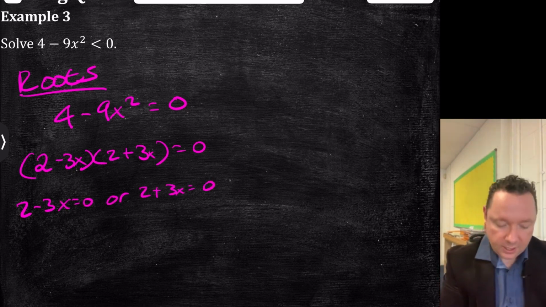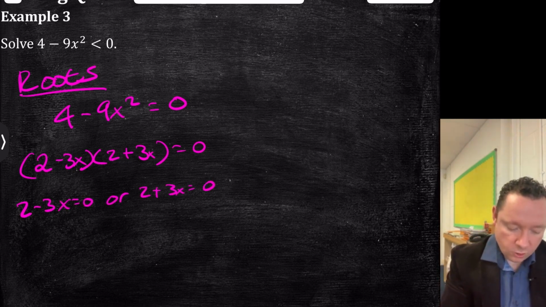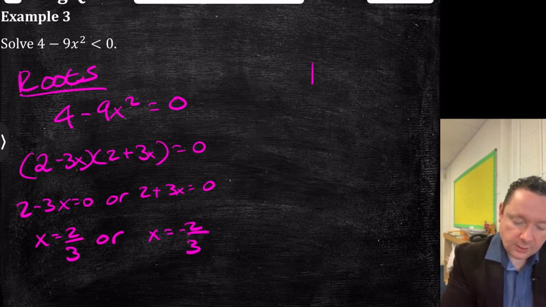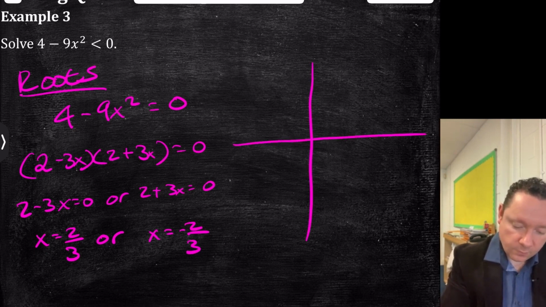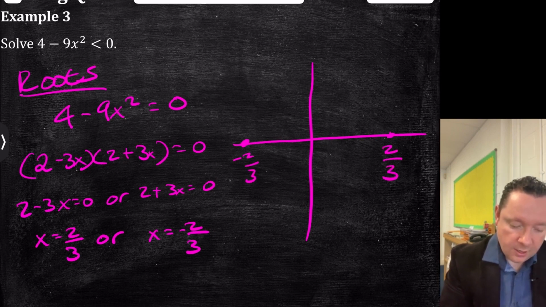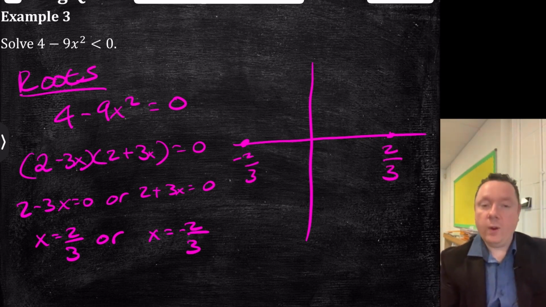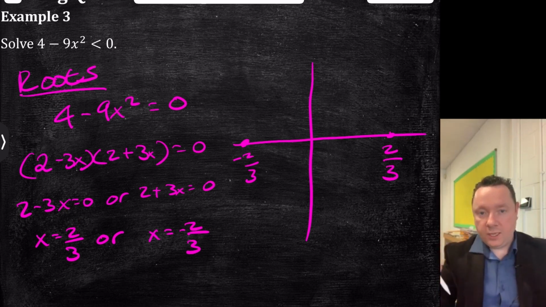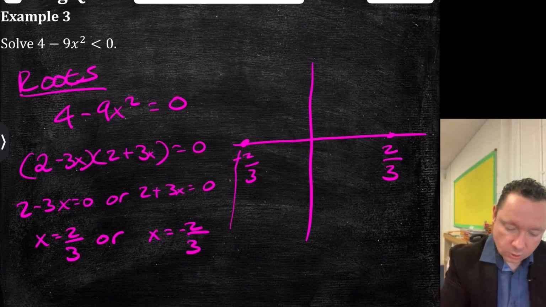Solving the left-hand side one, 3x equals 2, so x is 2/3 is one of our roots, or 3x is minus 2, so x is minus 2/3 for our other root. Drawing a quick sketch, we've got it between minus 2/3 and 2/3. Now you need to get your shape right. It's a negative 9x squared, so it's an upside down one, so we'll draw it upside down.